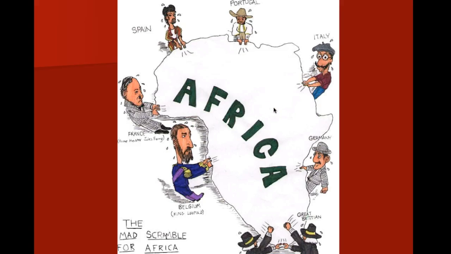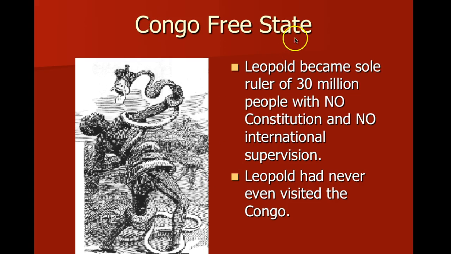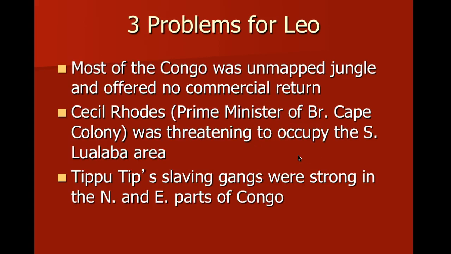This is where we left off: King Leopold and his Congo Free State. So in the Congo Free State, Leopold became sole ruler of 30 million people with no constitution, no outline for government, no laws to limit his reign, and no international supervision. No accountability, no oversight, no one watching over what he was doing. Leopold had never even visited the Congo before. He knew nothing of its people, nothing of its past, only thoughts of the present.